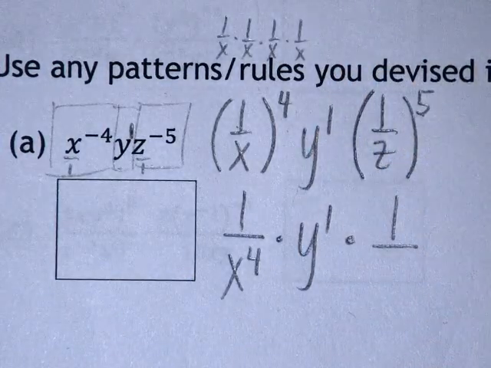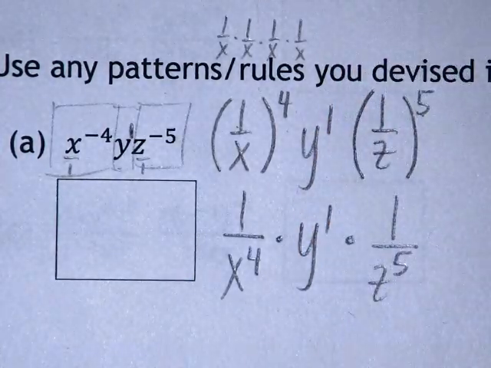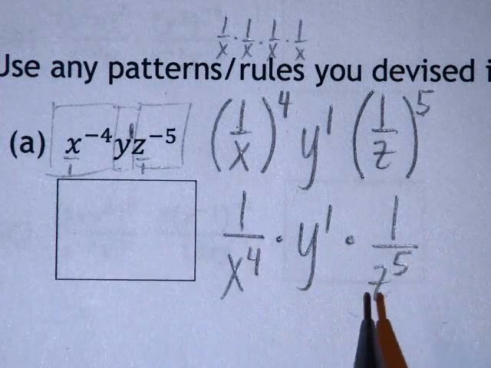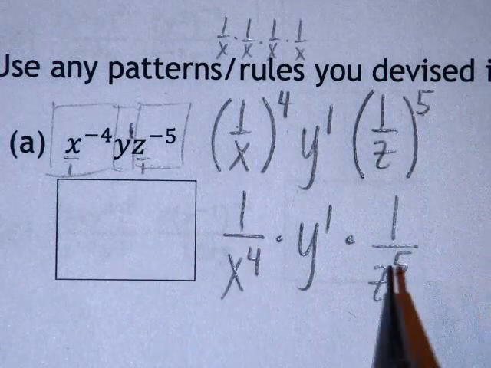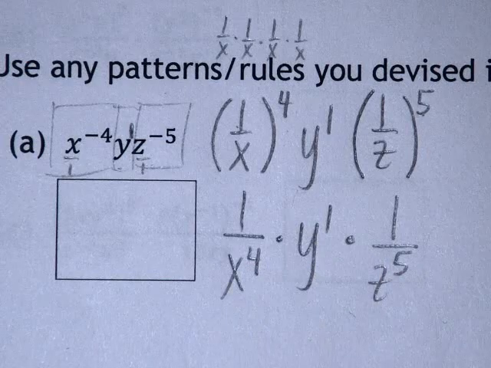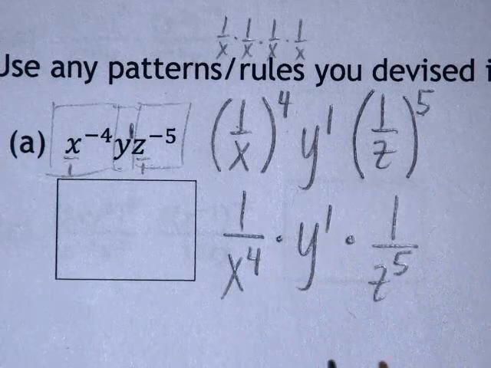Z to the power of 5 on the bottom is z to the 5th. So it's looking better, I guess. I don't really know what better is supposed to look like. I mean, when it said simplify each expression, I'm not really sure what that means.